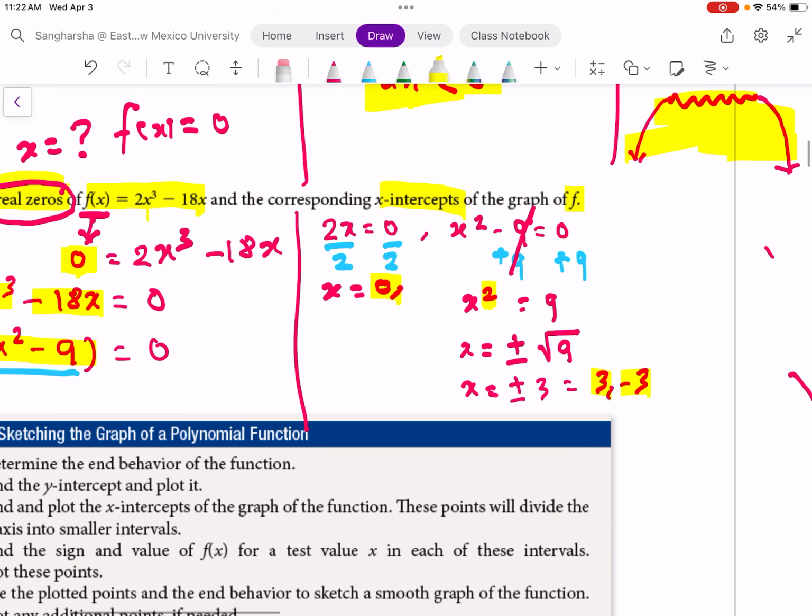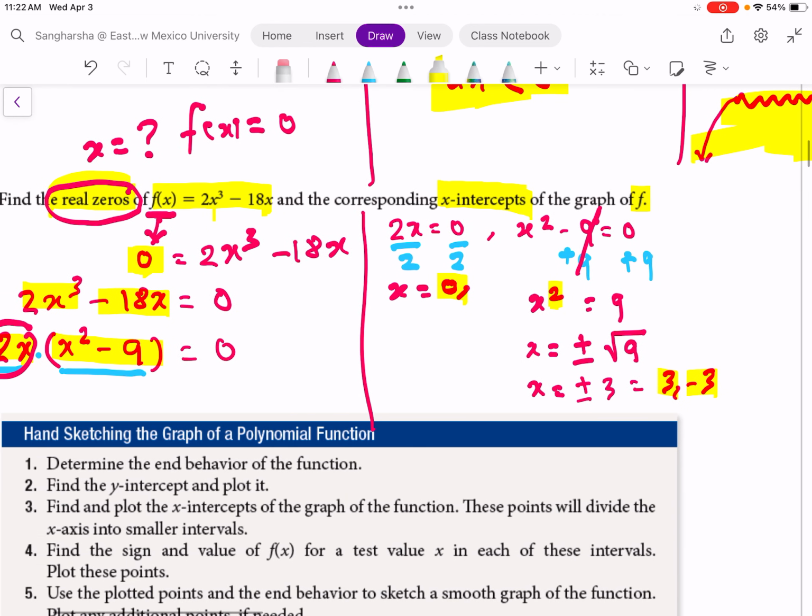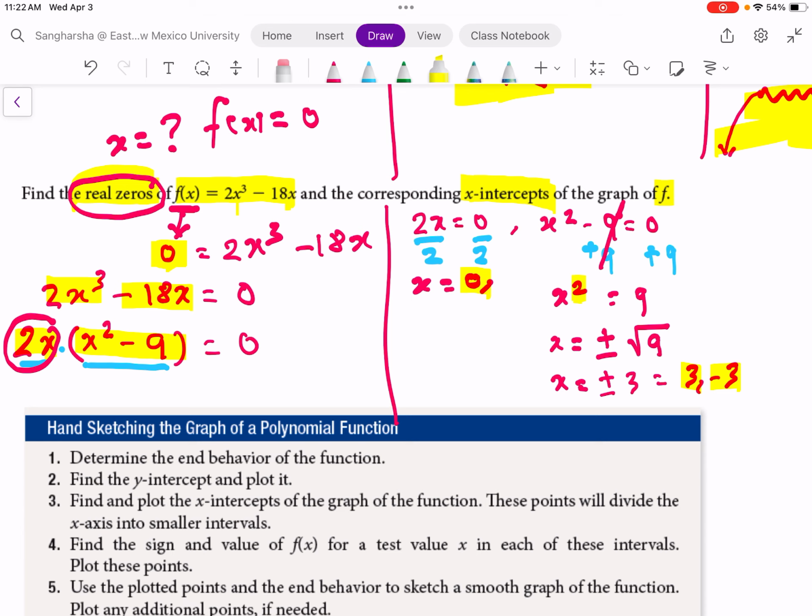Next, we also need to find the x-intercept. How do we find the x-intercept for this function? Finding the x-intercept means we are finding the point on the x-axis. And every point on the x-axis has one thing in common. What is that common thing? y is 0. So when we are finding the x-intercept, we substitute y equals 0 and we solve the equation. Now for this function, what is y?